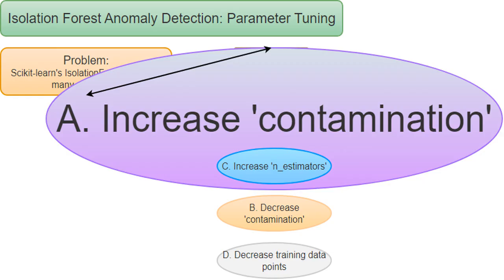I'd increase the contamination parameter. This tells the IsolationForest how many anomalies I expect to find. If it's flagging too many, it thinks the percentage of anomalies is too low. By increasing this value, I'm telling the model, hey, expect more anomalies. This should reduce the incorrect flags.